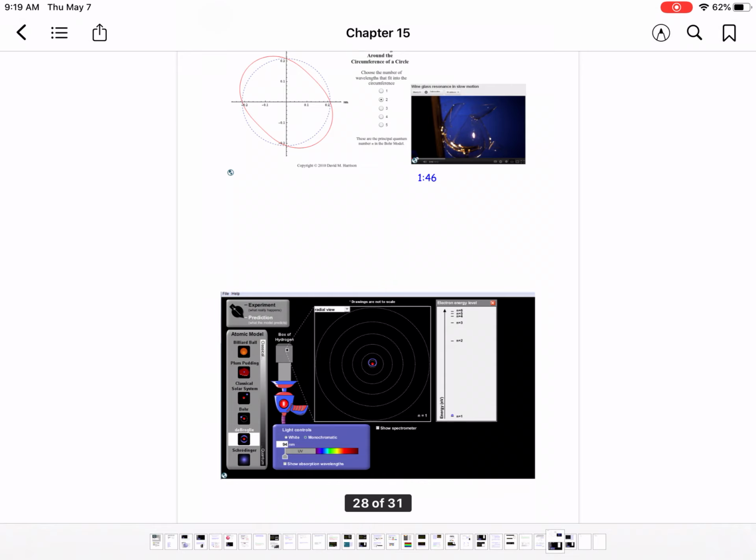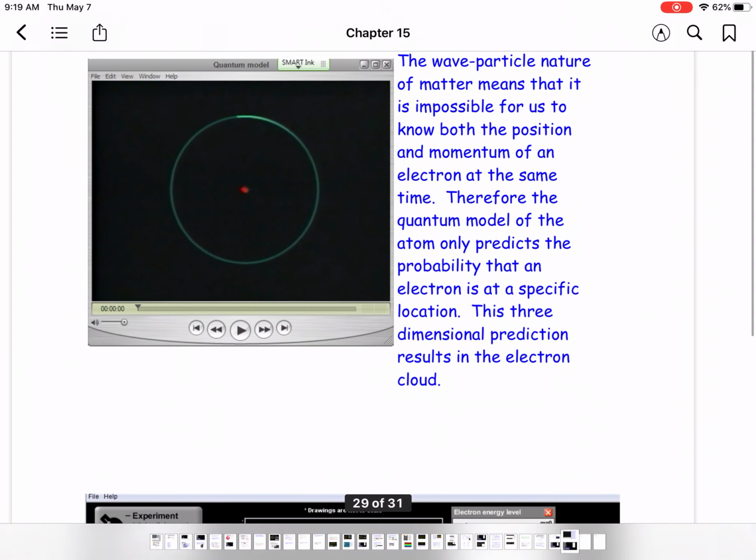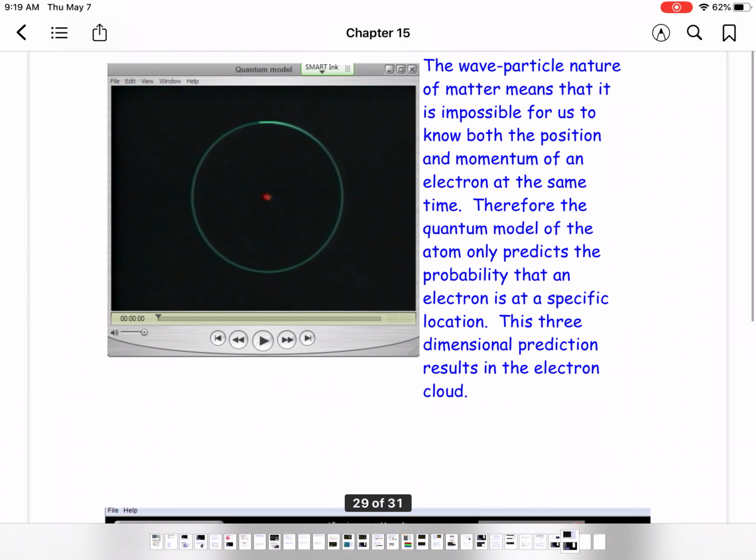Then you get into the Schrodinger. All right. So the wave-particle nature of matter means that it's impossible for us to know both position and momentum. This kind of leads to Schrodinger's cat and the uncertainty of things. And this is an extension. I'm not going to ask you questions or anything like that.